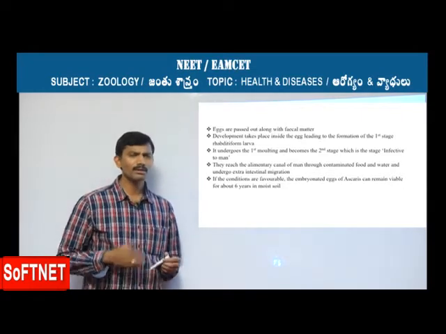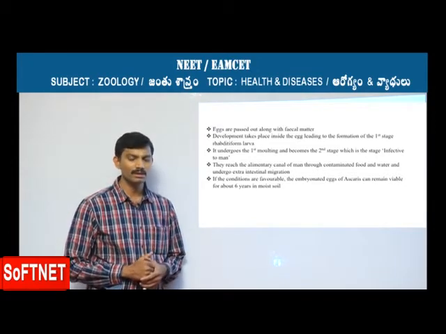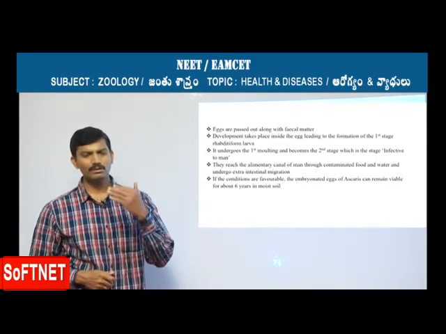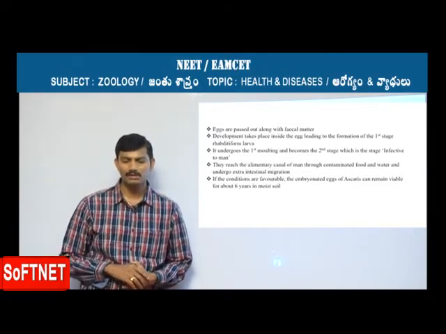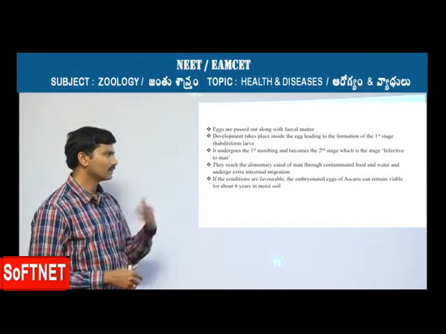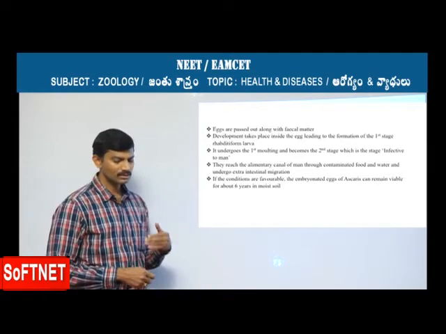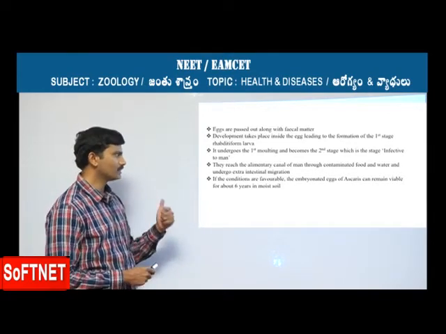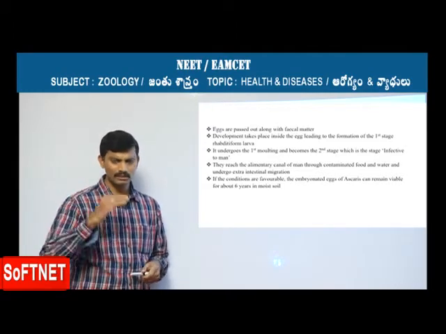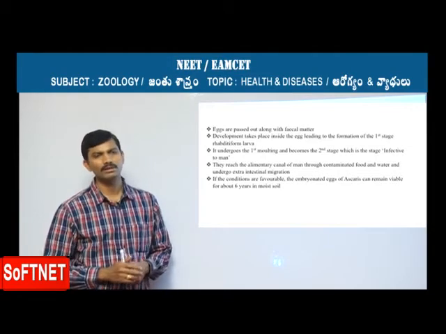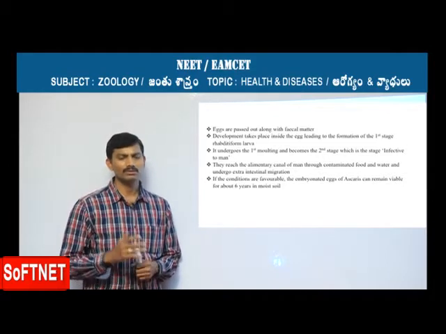Now the development actually starts when they are present within the eggs only. As the development starts, it results in the formation of the first stage rhabditiform larva inside the eggs. This rhabditiform larva undergoes the first molting. Molting is the shedding of its outer exoskeleton to facilitate the growth of the larva. That's what we call molting.